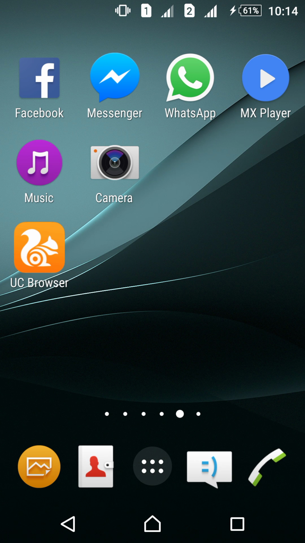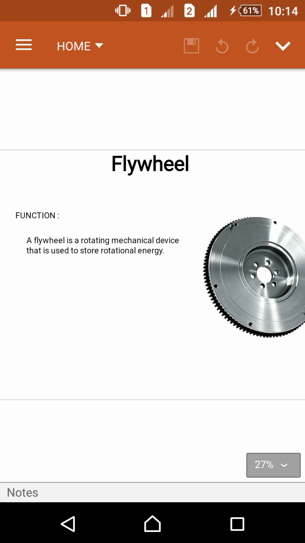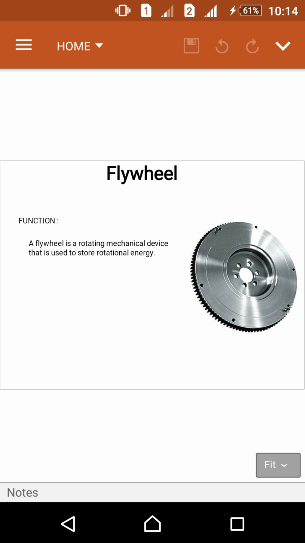This picture is the flywheel which is located in the engine. A flywheel is a rotating mechanical device that is used to store rotational energy. This flywheel adapts the rotational energy to rotate the engine from the mechanical device. The main use of the flywheel is to store the rotational energy while the mechanical device is rotating.